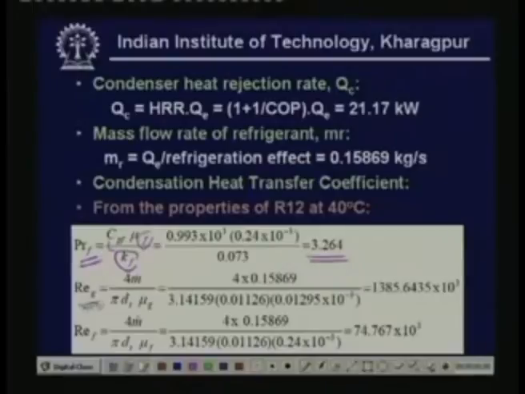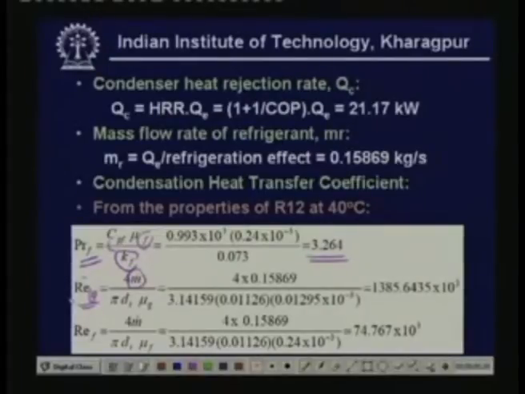And the Reynolds number for the gas, G is for the vapor or the gas, can be written in terms of the mass flow rate as 4 m dot divided by pi di mu g. This Reynolds number is calculated when all the mass is in vapor form, so you have to use the total mass flow rate here. So this Reynolds number is the Reynolds number when all the refrigerant is in vapor form.